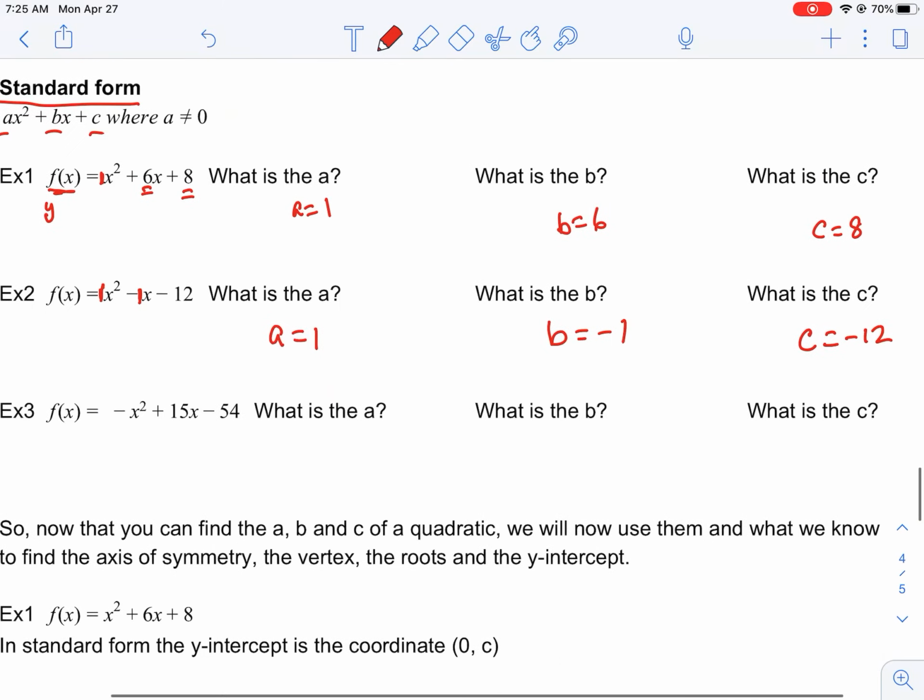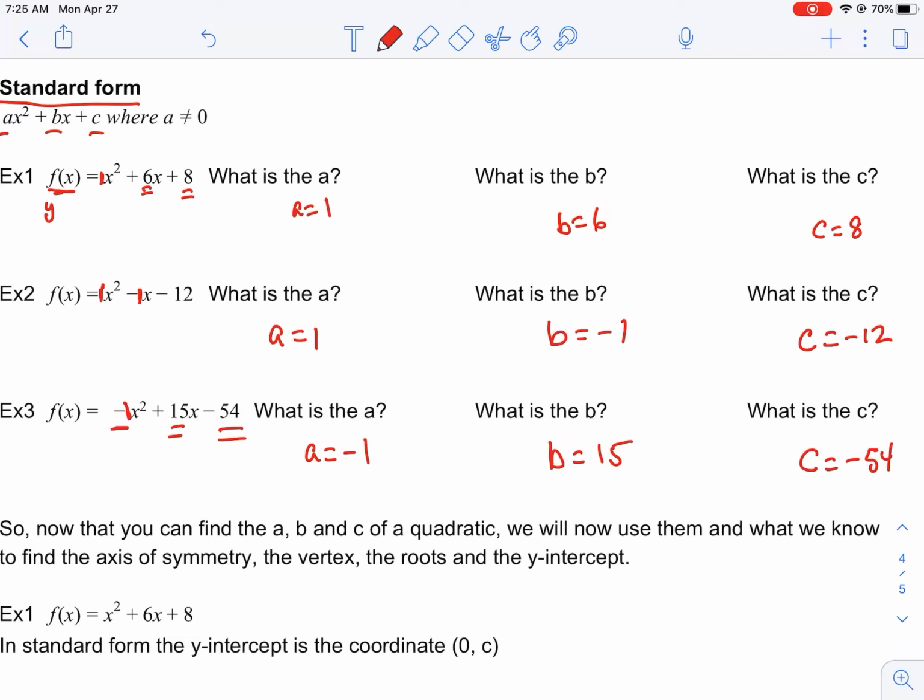And then last but not least, we have a leading coefficient, a leading number in front of the x squared, that is negative. So a is negative 1. The b looks like 15. And the c is negative 54. Now we're going to use these exact same 3 problems to find all those characteristics.